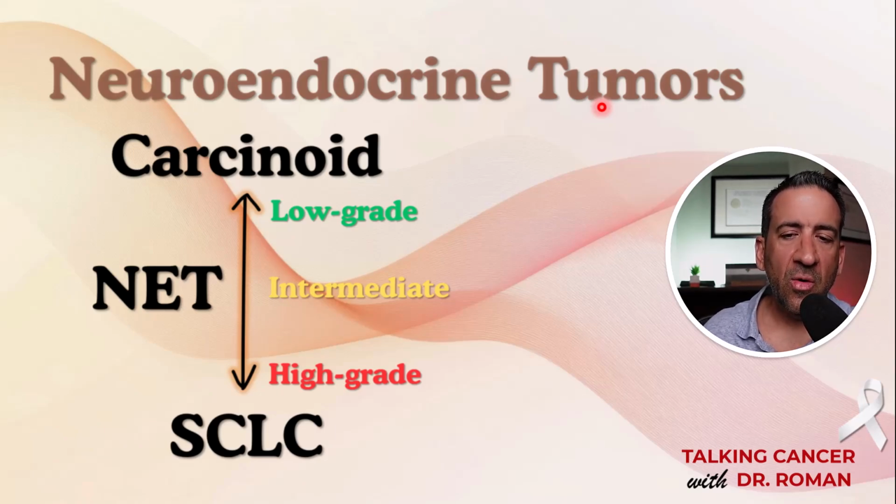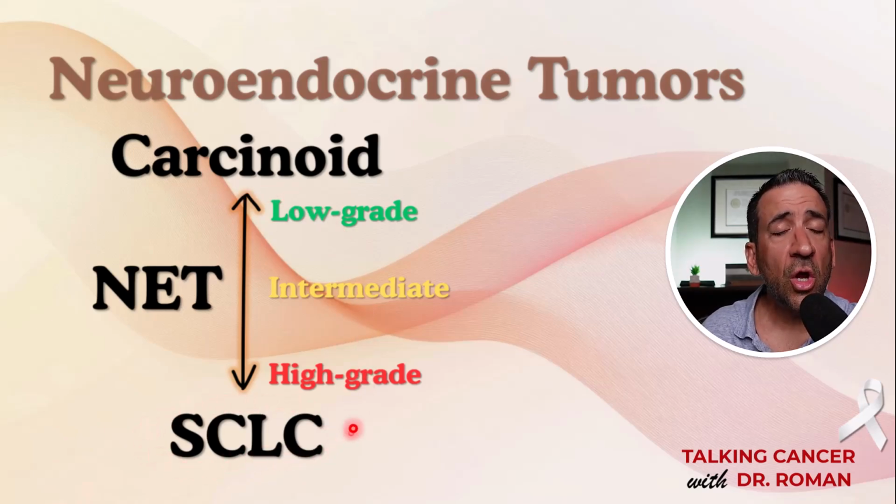So if you look down here, you have NET, which stands for neuroendocrine tumor. And I want you to listen to that name, neuroendocrine tumor. Notice that the word endocrine is there, okay? Endocrine. It's because a lot of these tumors can produce hormones. And that's why they call them neuroendocrine tumors. Now, if you look at it under the microscope, I want you to notice that I have carcinoid on one end, and on the other end, I have small cell lung cancer or small cell carcinoma. And the reason for this is that they are all part of the neuroendocrine family.